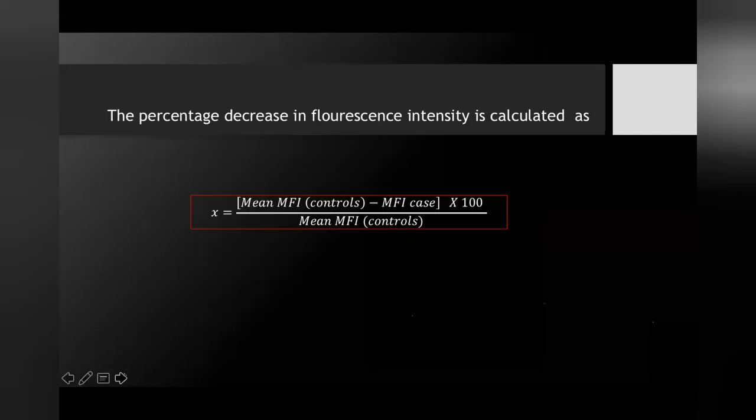So you can also quantify the test. The test can be objectified. It can be quantified by calculating the percentage decrease in the fluorescence intensity, which is calculated by a simple formula: the decrease in the intensity divided by the, just give me a minute. Sorry, just give me a minute.